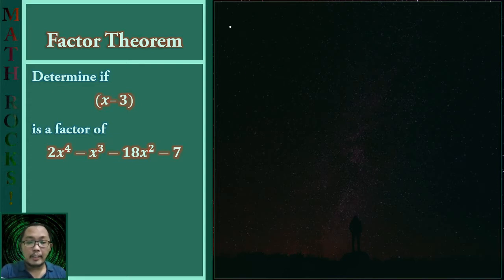We can actually have two solutions here. One is by using synthetic division. The other is by using the concept of the remainder theorem, because we only need to know the remainder after dividing such a polynomial by this divisor. So let us have the solution using synthetic division first.